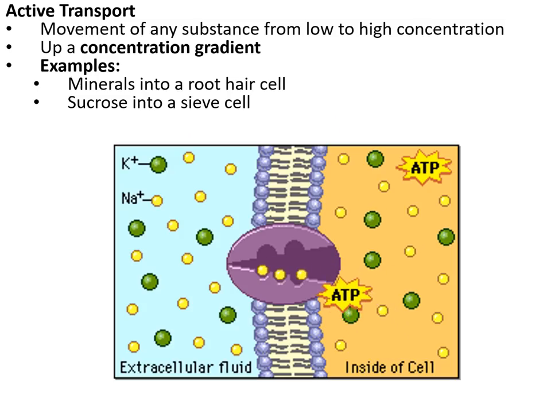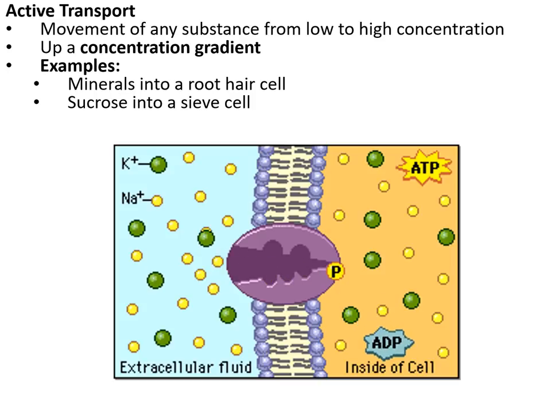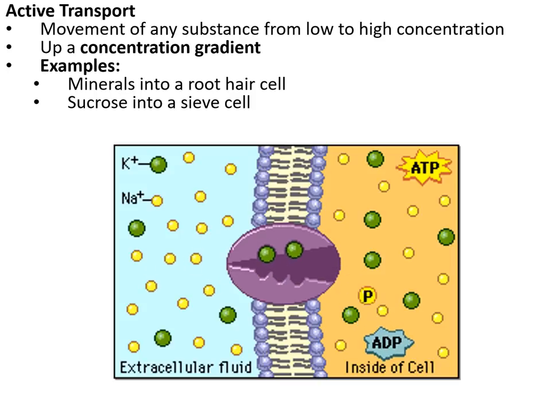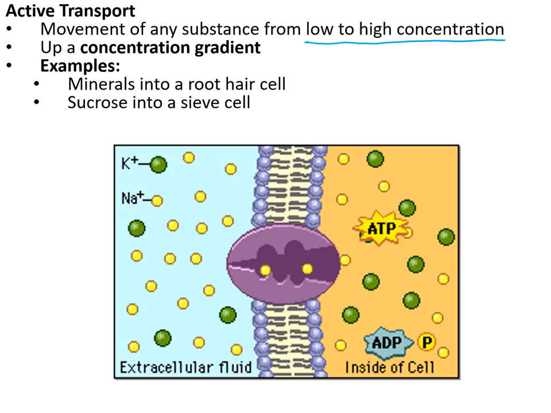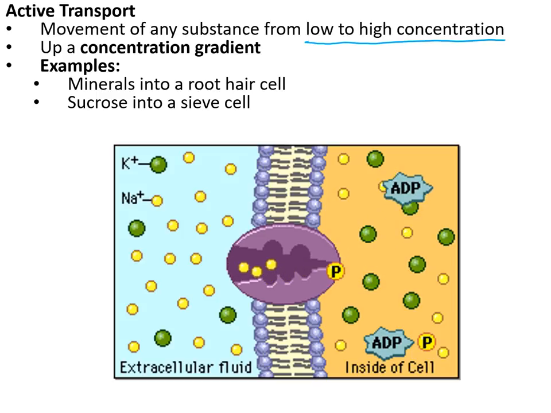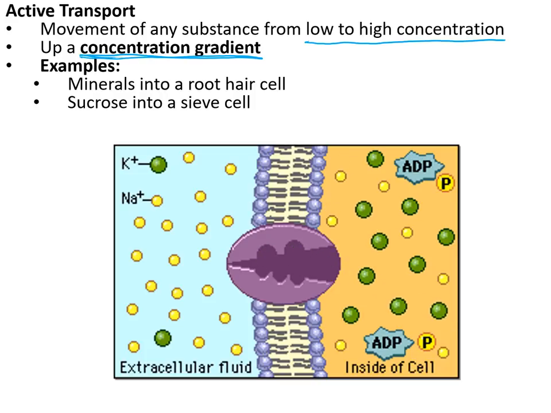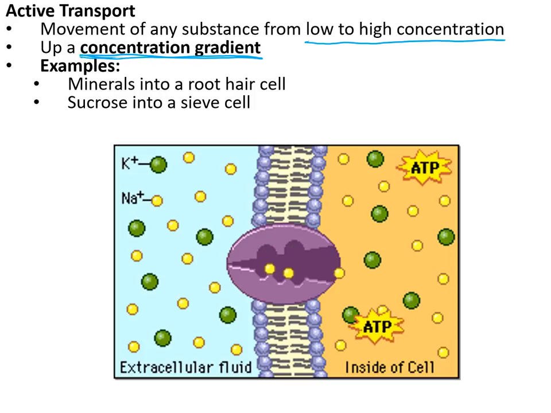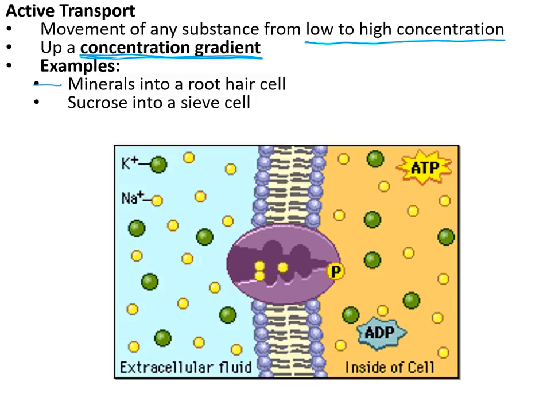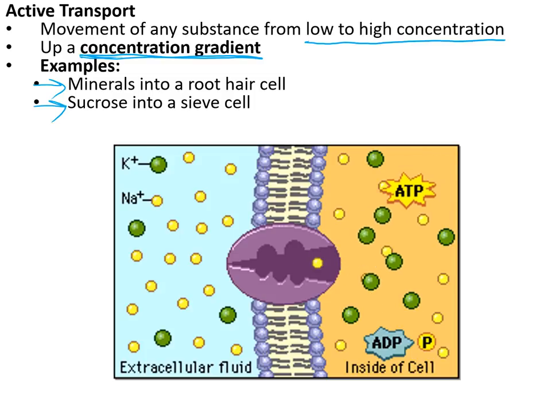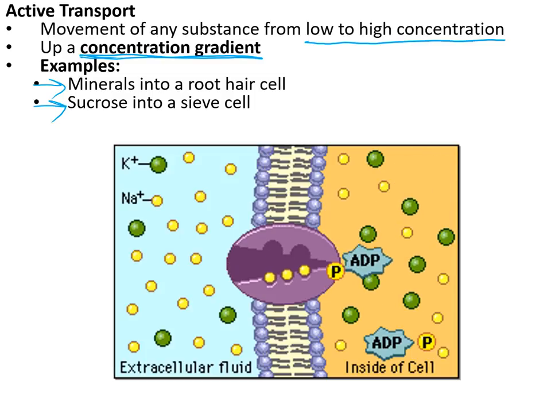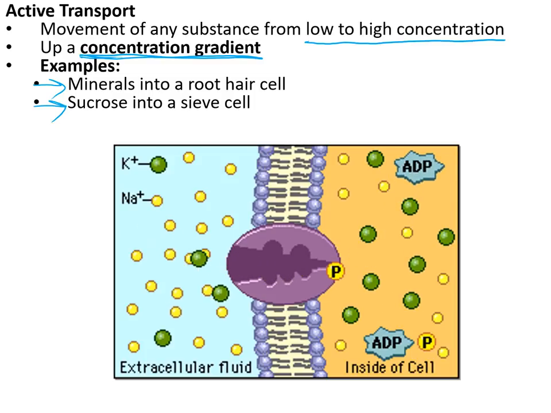The final type of transport is called active transport, and this moves substances from low concentration to high concentration. So we describe that as being up a concentration gradient. This is, for example, how minerals from the soil move into a root hair cell. It's also how sucrose moves into a sieve cell in the stem of a plant. You can see an example of active transport happening here.